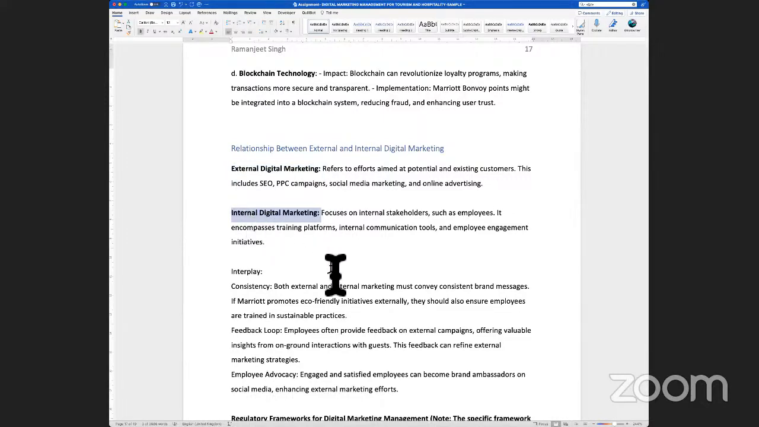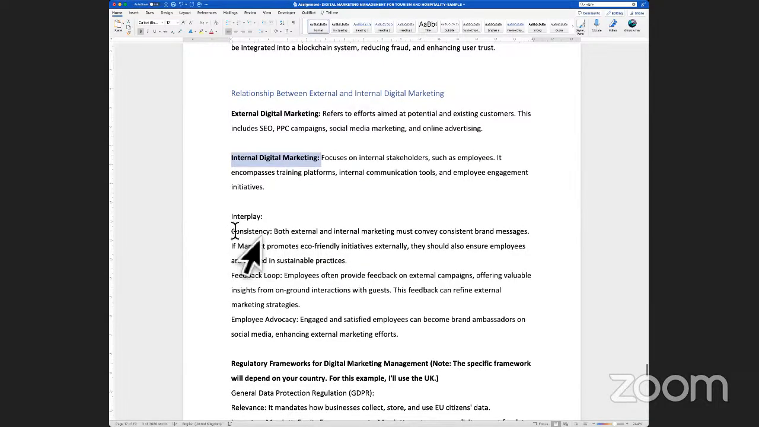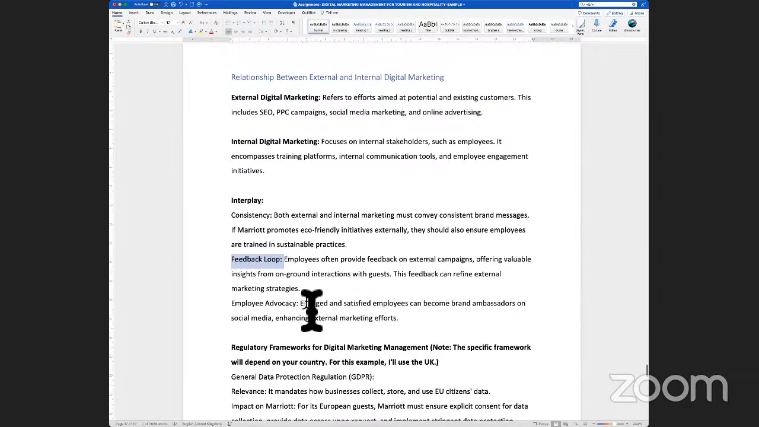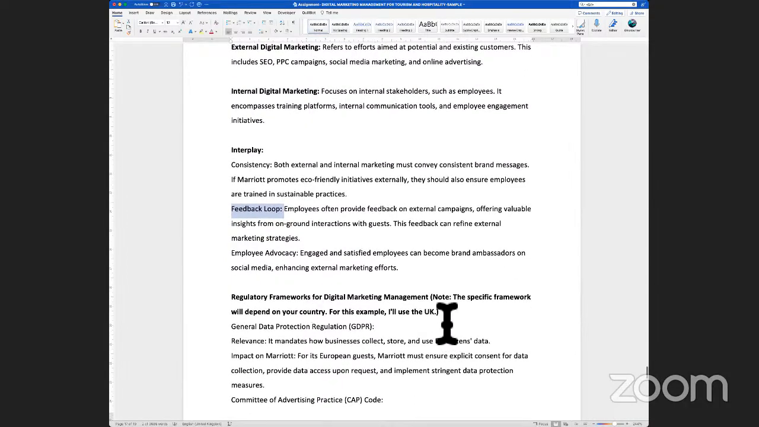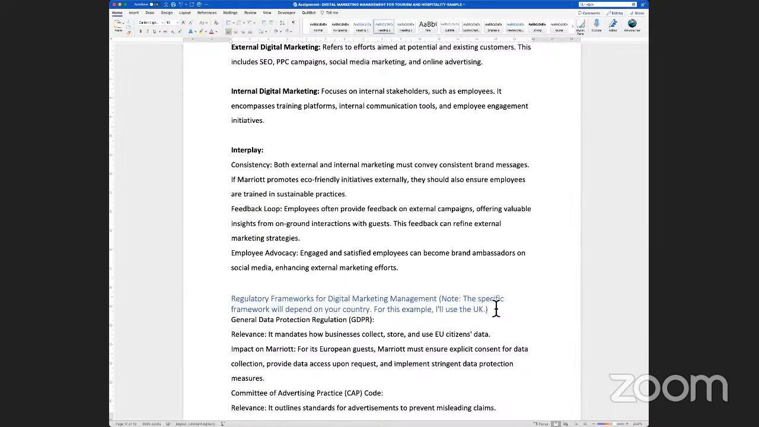Internal digital marketing would be things like newsletters, emails, and internal communications that are sent across, for example, when you are booked into a hotel, through the TV screen, or employees using portals, and any training events and seminars which are organized. So here, what you need to do is talk about how they are used and what the relationship between the two of them is. As long as you are able to do so, that would help you cover task 3.2.